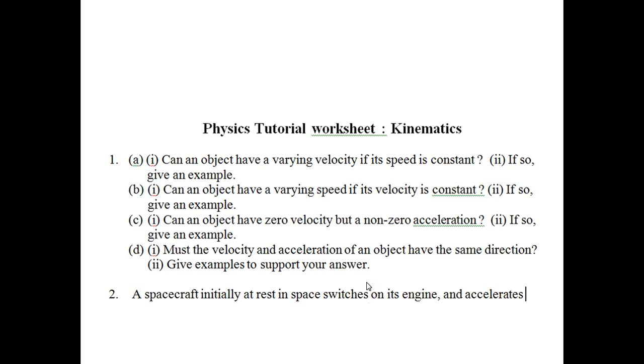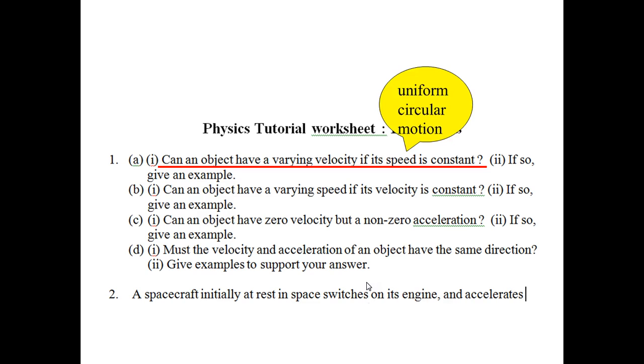I'd like to refer you back to the kinematics tutorial that you have done. If you take a look at 1A part 1, can an object have a varying velocity if its speed is constant? In the context of circular motion, yes, because for an object moving in uniform circular motion, the speed is constant, but the direction is changing, so the velocity is changing. So an example you can give in A part 1 will be uniform circular motion.